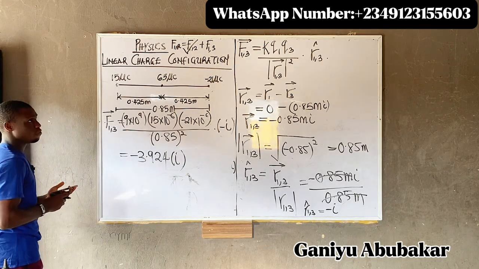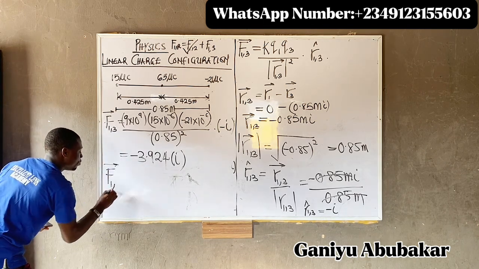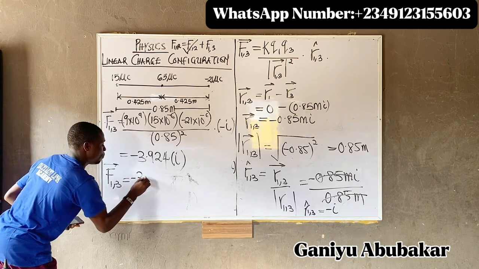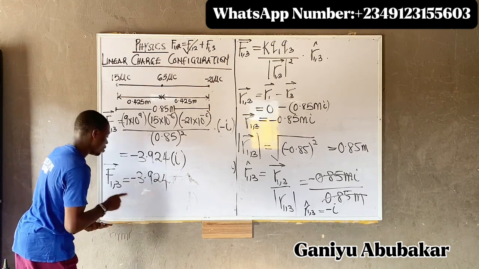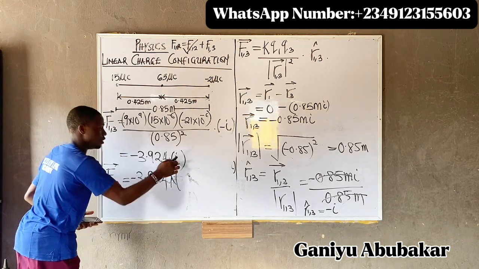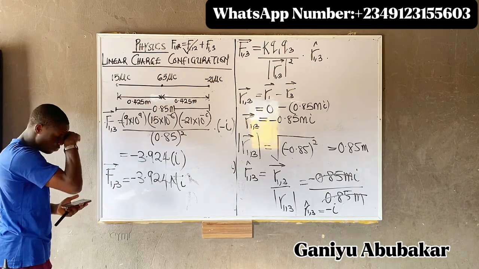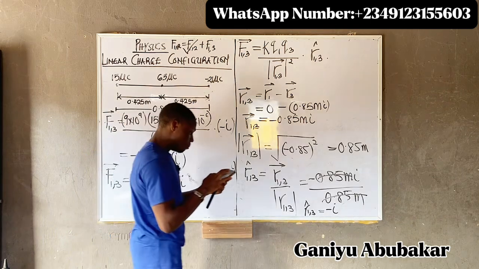Get the exact value of F13. F13 will be equal to this same value, minus 3.924. I'm dealing with force, and force is measured in Newton, so I have Newton, then the i will be attached to it. So the value for F13 is minus 3.924 Newton i.